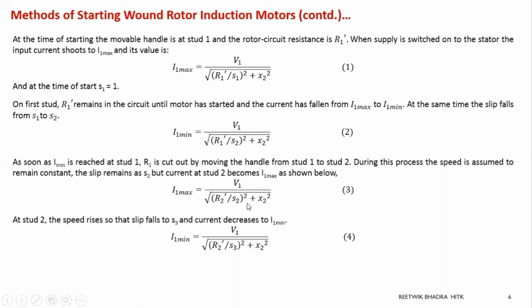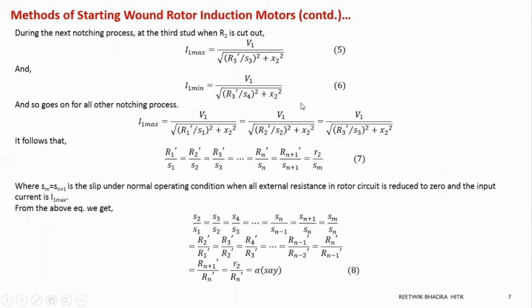This continues so on. As we go to start 3, what will be I1 max? V1 by R3 dash by S3 whole square plus X2 square. And what will be I1 minimum? V1 by R3 dash by S4 whole square plus X2 square. So this continues on. You can write it for n number of times, but don't need to write.